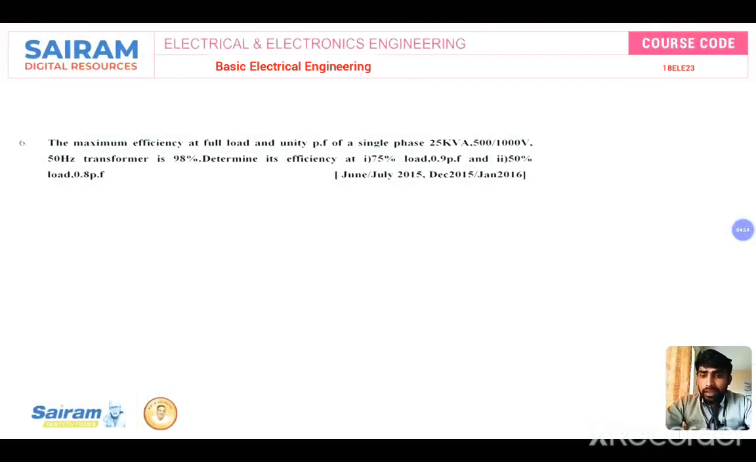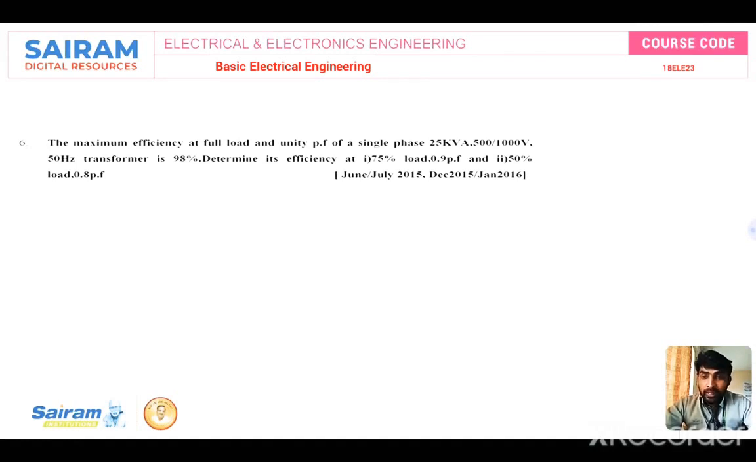Next problem: the maximum efficiency at full load and unity power factor of a single phase 25 kVA, 500 by 1000 volts, 50 hertz transformer is 98%. They have given directly the efficiency 98%, and determine its efficiency at 75% of load at 0.9 power factor and 50% of load at 0.8 power factor.